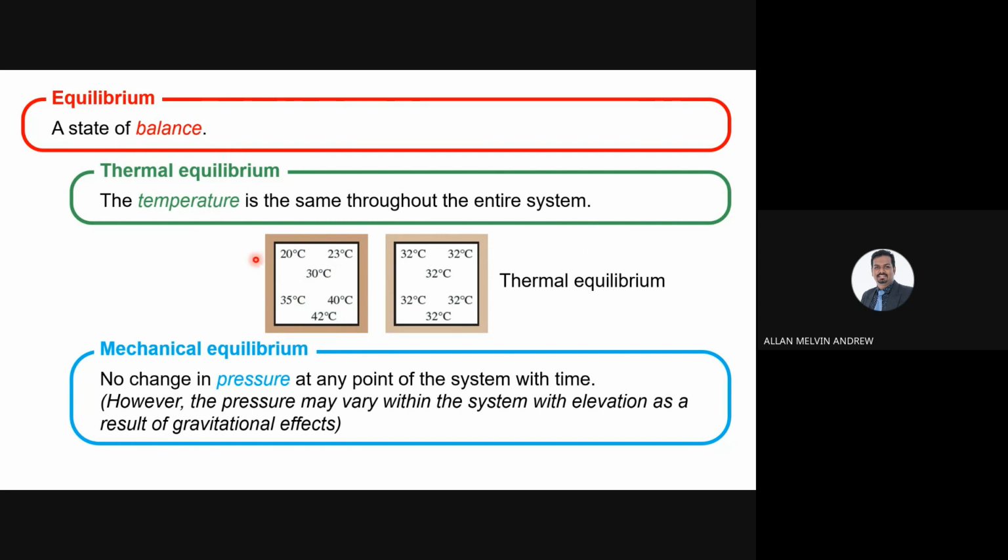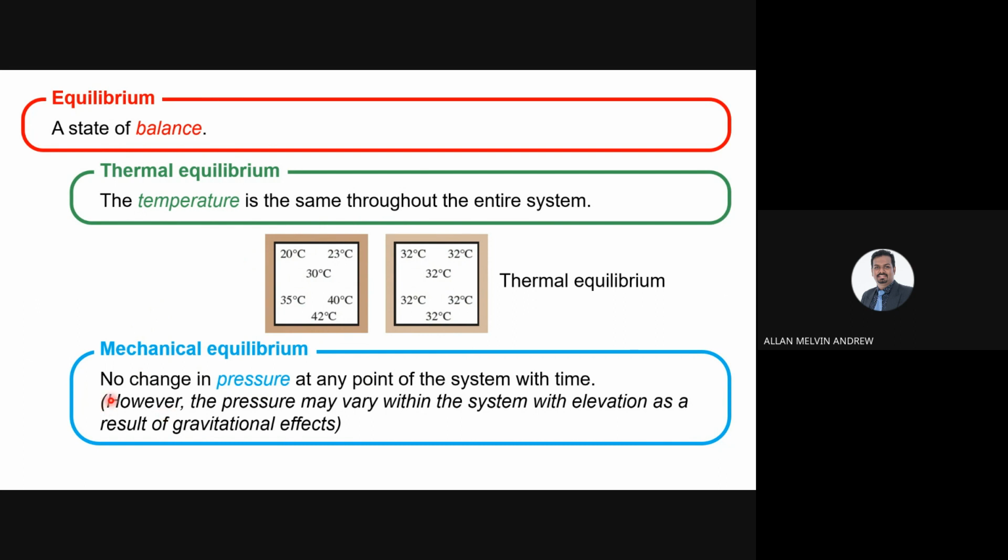If in the system all the points, let's say the system has different pressure over different parts, but after some time it achieves the same pressure throughout the system, you can say that it has achieved mechanical equilibrium. Mechanical is not related to the mechanical part, but pressure is considered a part of mechanical, so we call it mechanical equilibrium.